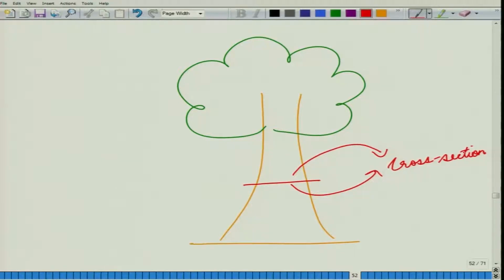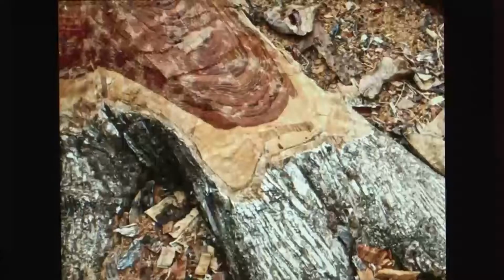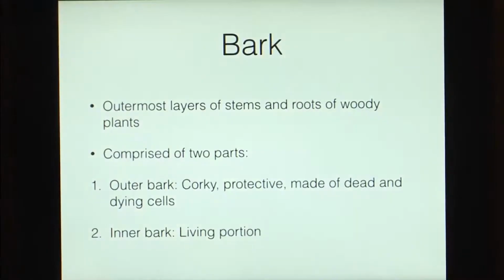So, this slide is showing you the cross section of a woody tree. Now, if we wanted to see what are the portions in it, the outermost portion is called the bark. In our stump it is represented in this greyish color. So, it is the outermost section. So, what is the bark? Bark consists of the outermost layers of stems and roots of woody plants. So, you only find it in woody plants, not in all the plants.